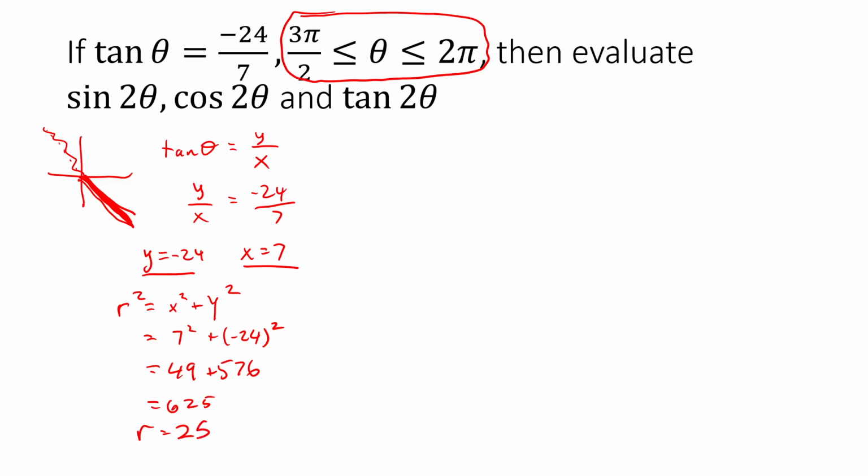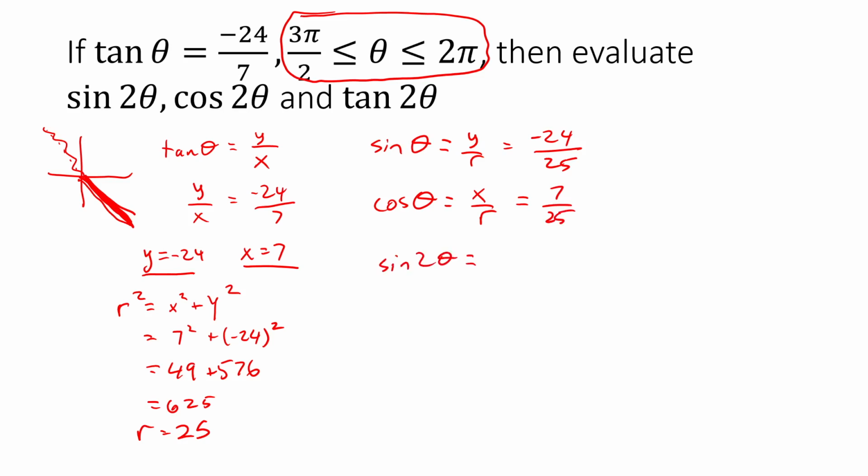Now, that means that the sine of theta is going to equal y over r, which in this case will be negative 24 over 25. And the cos of theta will be x over r, which in this case will be 7 over 25. Now that we know the sine of theta and the cos of theta, we can determine the sine of 2 theta. The sine of 2 theta is equal to 2 sine theta cos theta. And we know that the sine of theta is negative 24 over 25, and the cos of theta is 7 over 25.